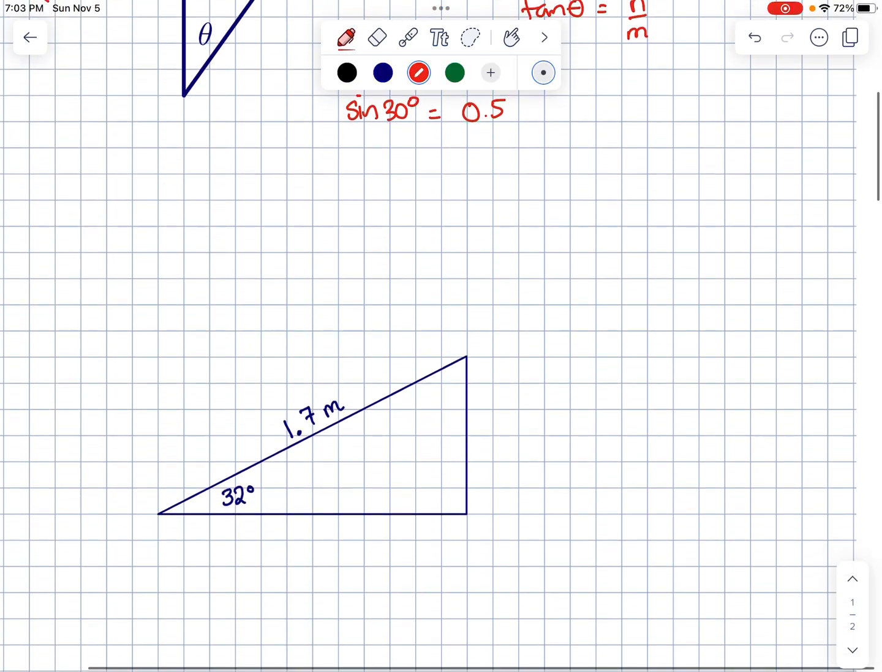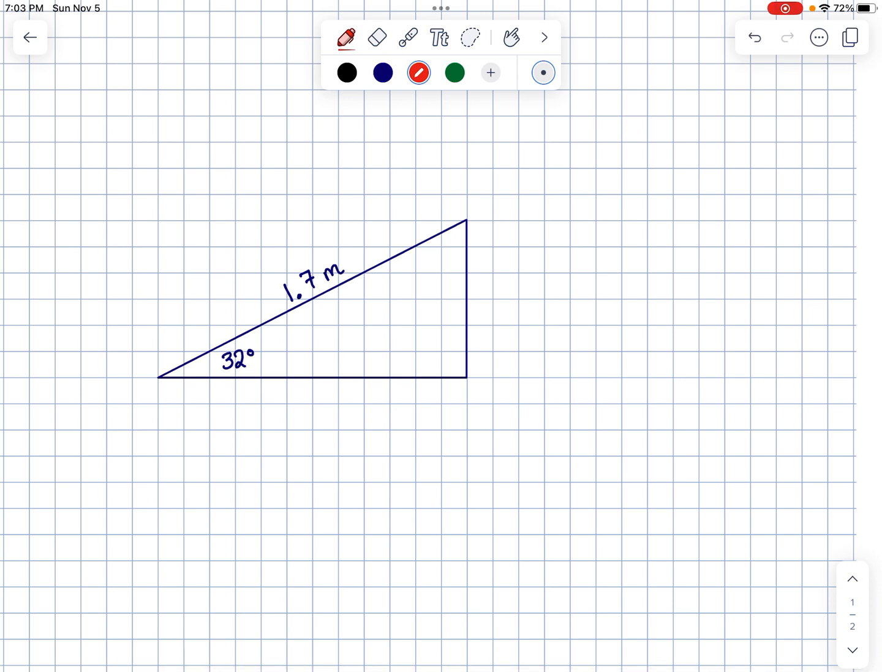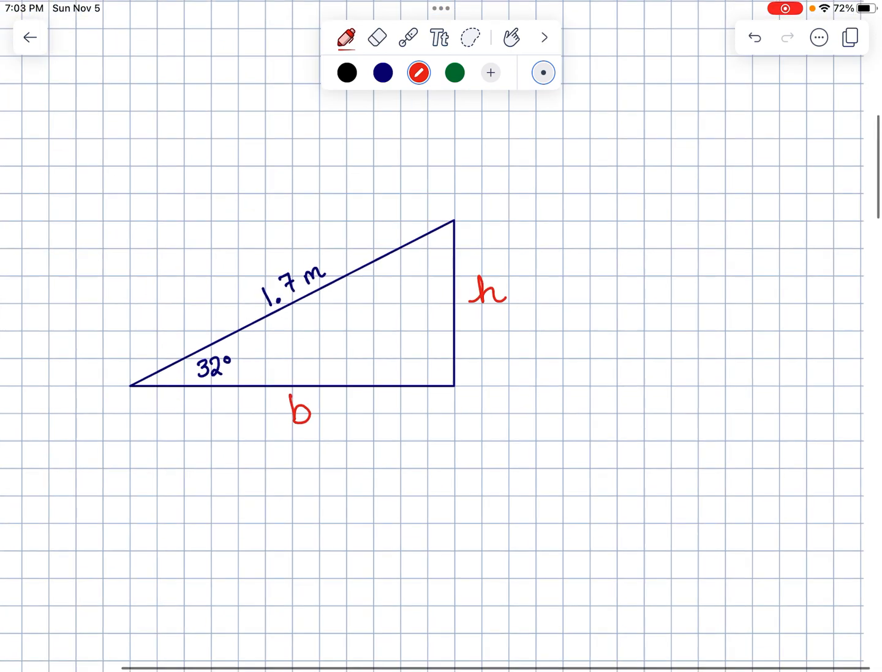So here's an example. Suppose we have a right triangle, and we know that this side right here is 1.7 meters. We want to find the length of this side, and we want to find the length of this side. So let's give these some labels just so we can talk about them. Let's call this side over here H, and let's call this side here B. Okay, now we can apply the trigonometric definitions.